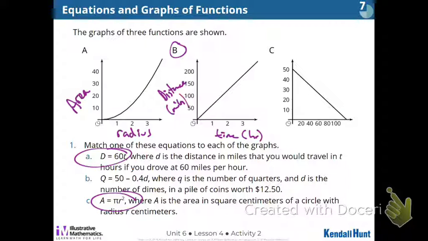Distance in miles. Looking at C, we got quarters and dimes. Which one is independent, dimes or quarters? Dimes. The number of dimes changes the number of quarters, which means the quarters are dependent. Quarters are dependent on the number of dimes. So always independent, dependent. Always. X is always independent.